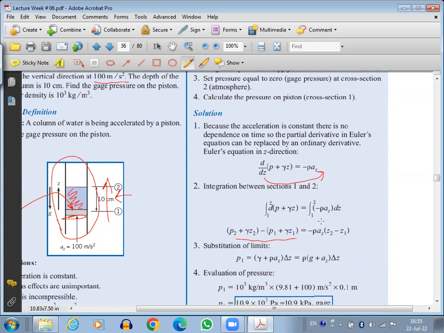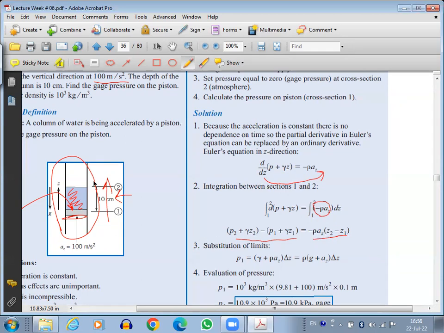Okay. And here it will be what? Because rho and az are constant. The acceleration is constant and density is also constant. So both the terms are going to come out of the integral. Okay. So it will be just dz. So it will be negative rho az (z2 minus z1). Right? We'll have this thing.